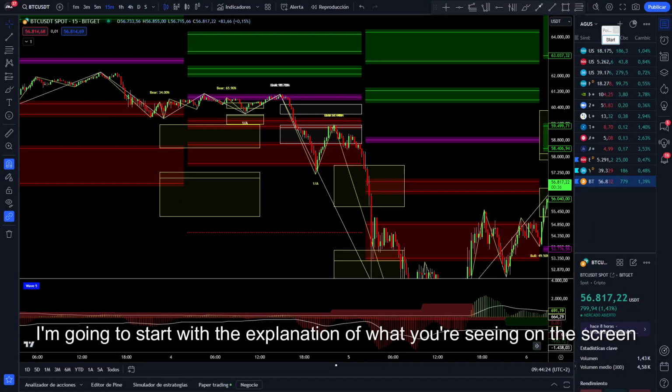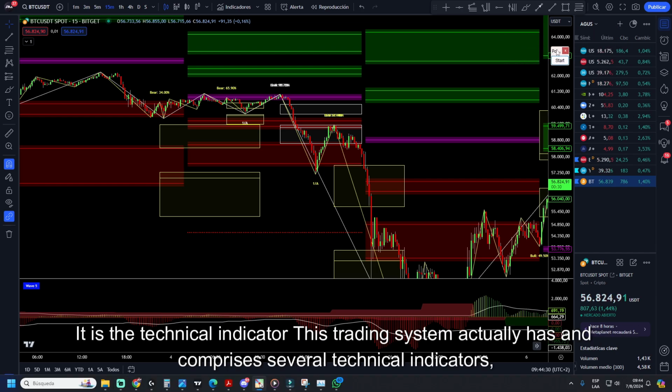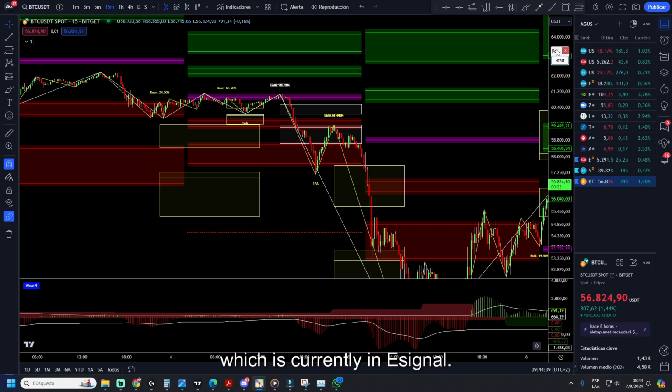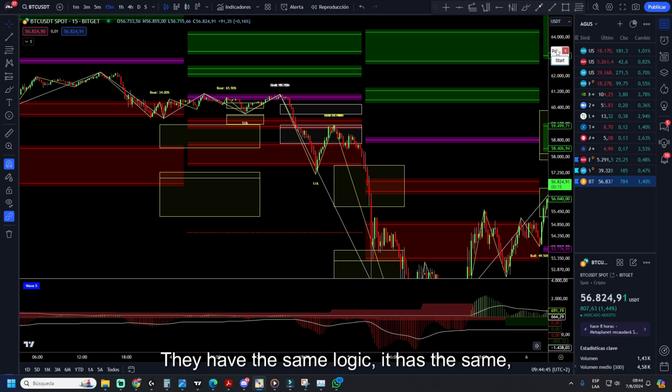Well, I'm going to start with the explanation of what you're seeing on the screen. It is the technical indicator. This trading system actually comprises several technical indicators, based on the Alban 7 trading system, which is currently on a platform that is not trading new. They have the same logic.